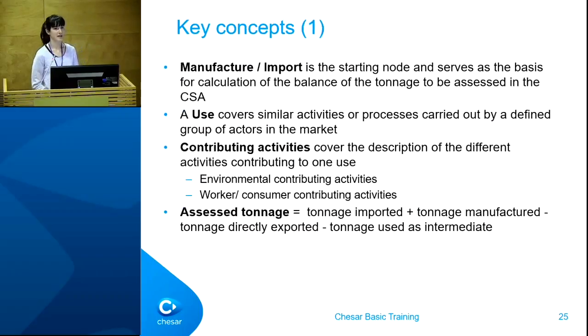Then, while working in box 2, you should be aware of some key concepts. So the first one is the manufacture or import node, which is the starting node of the life cycle tree. So when you go back to Chesar and you click on box 2, then you will see that this field would be there. You cannot delete it. It would always be there, and it serves as the basis for calculating the tonnage to be assessed for this CSA.